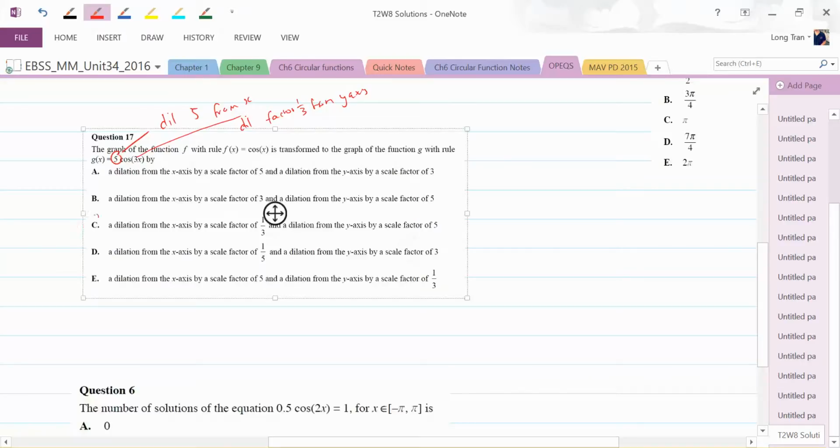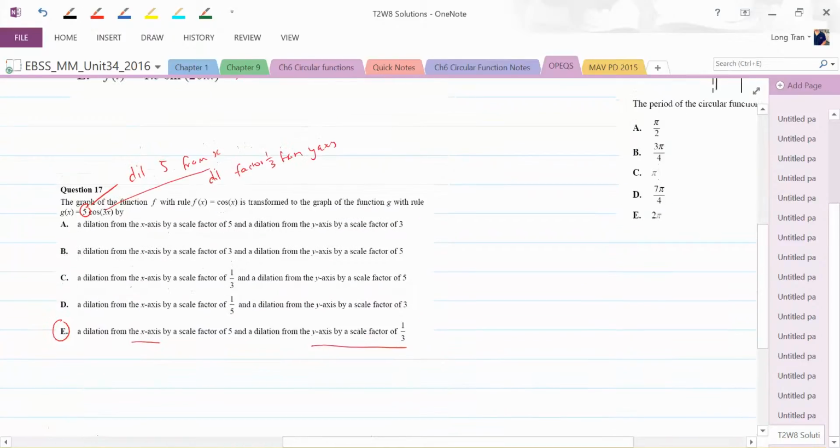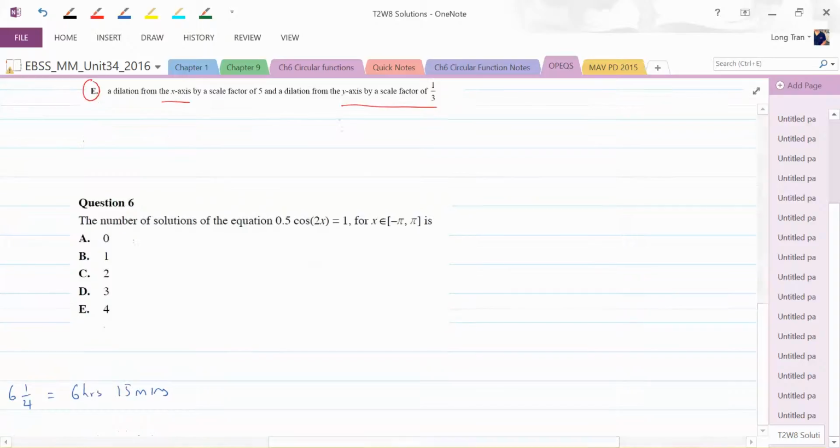So that gives us C. From the x... Oh wait, no, is it C? No, it's not C. It should be dilation of factor 5 from the x, so it's E. So be careful there, don't make the mistake I did. Be careful, dilation from x and y does matter. So it's E, and then question 6, number of solutions to this.